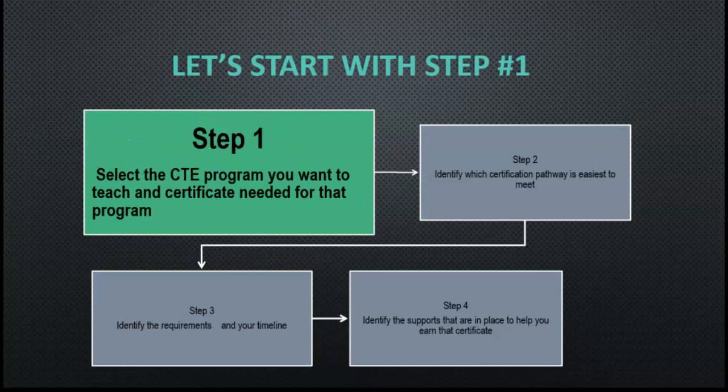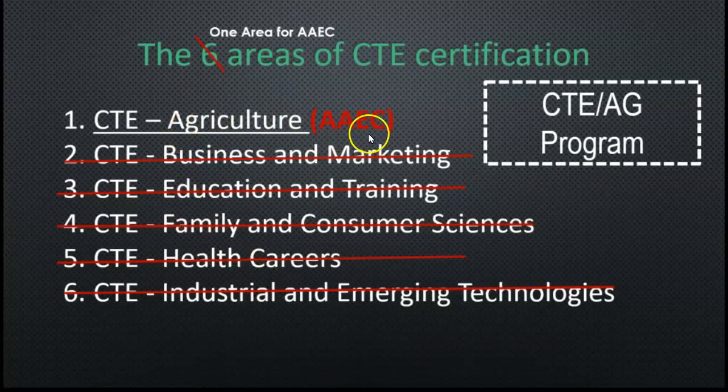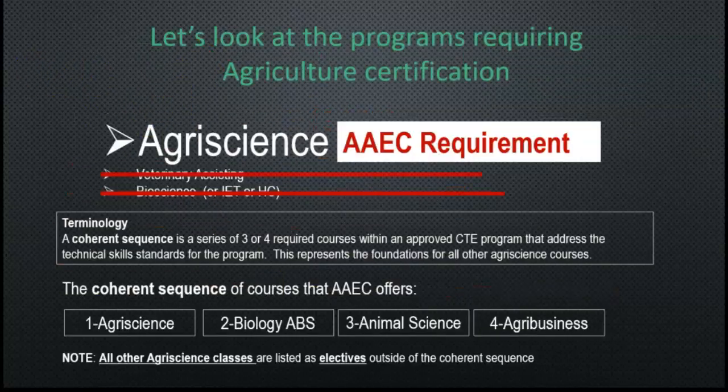So when you're selecting the program, at AEC, we only have one CTE program here, and that is agriculture. And there's requirements for that. We basically have what is called a coherent sequence of courses at AEC, which means usually our freshman takes Agriscience, our sophomores take Bio ABS, and then we have Animal Science and Agribusiness. But then we have other electives like our Vet Science program, Equine Science program, Plant Science program. These fall under the electives after we meet these here.